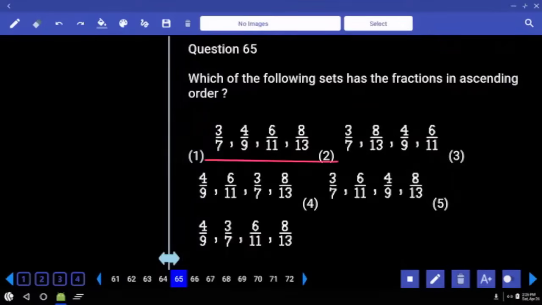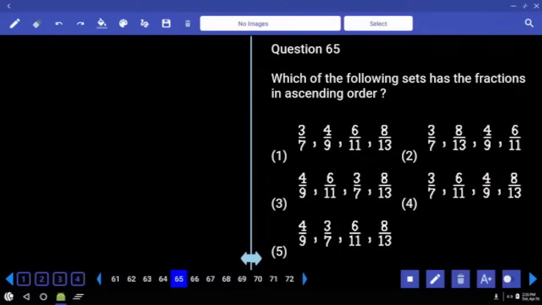Okay, there is an advantage here. I'll tell you. This may not be possible every time, but here we have a most useful point. Forget about 3 by 7 here. Observe these three fractions and tell me your observation. The difference between numerator and denominator is the same. 4 by 9, what is the difference? 6 by 11, 8 by 13. The difference between numerator and denominator is the same, correct?